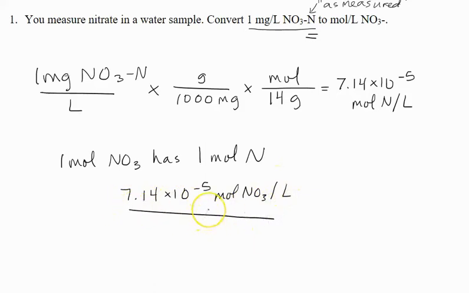So just remember, if you ever do see this dash, some sort of compound dash an element, that probably means it's as measured. And if you're converting between mass and molar concentrations, you're going to need to use that element's atomic mass, not the atomic mass of the entire compound.